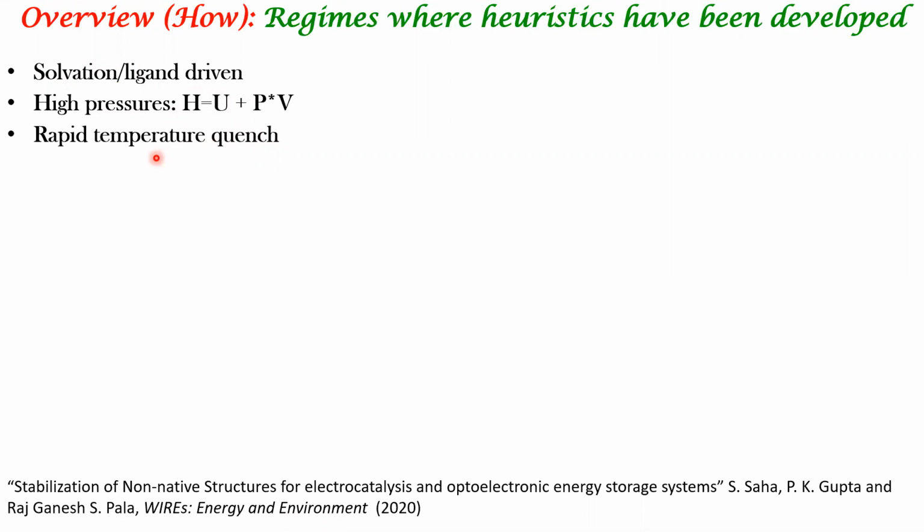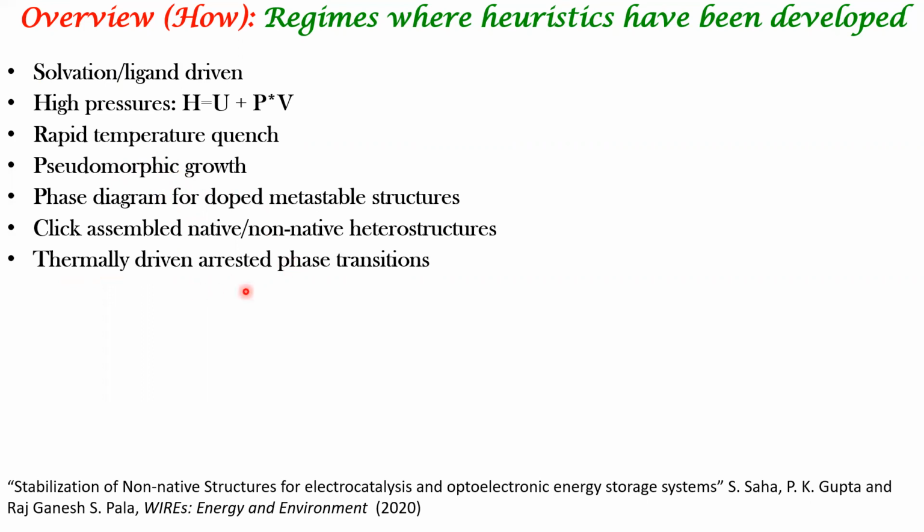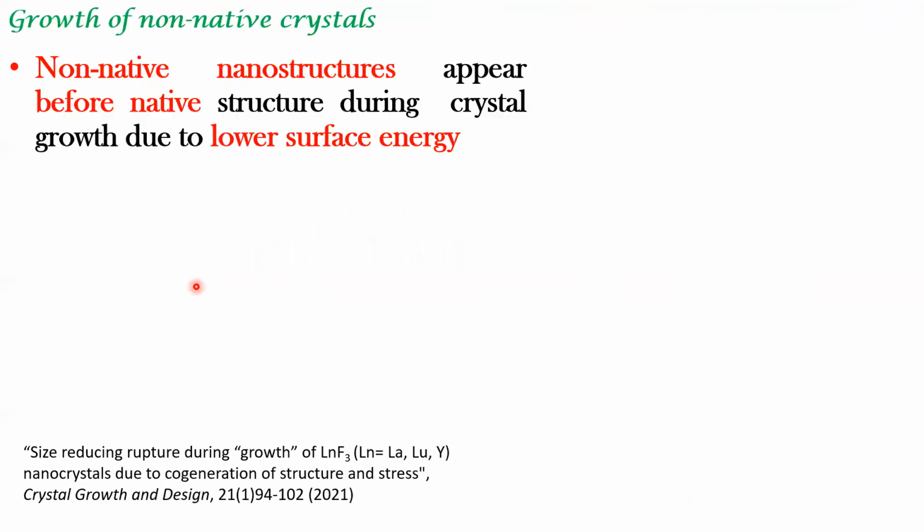We have also utilized rapid temperature quench for generating bulk metallic structures. We have also utilized that for hydrogen evolution reactions. We have utilized pseudomorphic growth for stabilizing non-native structures. We have also, in some cases, explored the phase diagram involved in doped metastable structures. Click chemistry has been a powerful approach to generate an interface between non-native structure and native structure. We have also demonstrated how to generate heterostructures using thermal phase transitions.